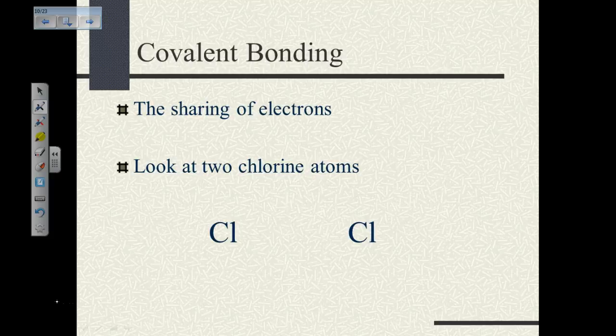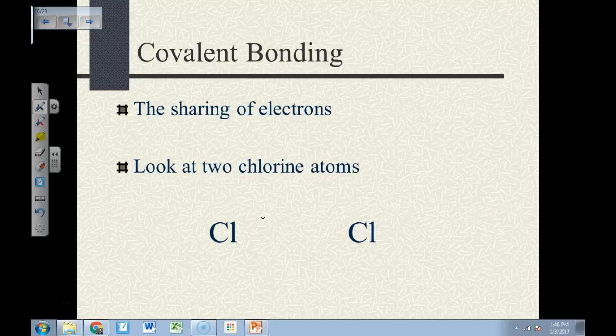Hey everybody, I wanted to spend a little bit of time talking about covalent bonding, and this is maybe a little more detail about what happens when things covalently bond. Okay, and so if we draw the Lewis symbol of chlorine, let's look and see what happens.